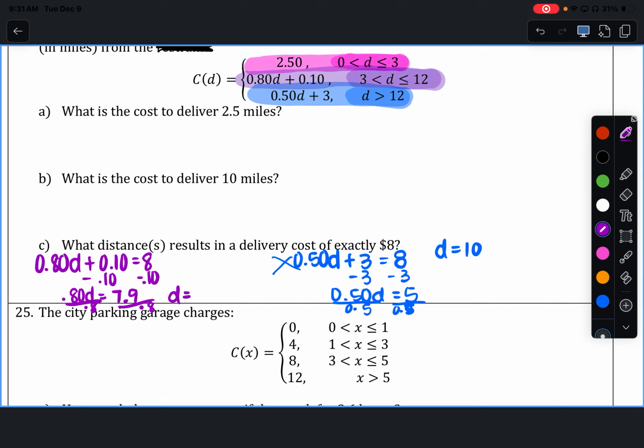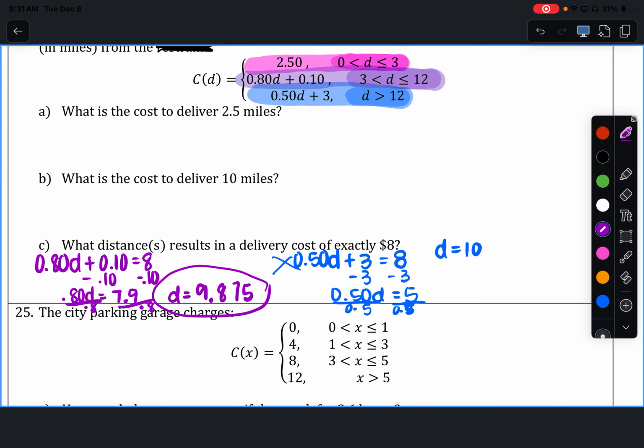Or let's just do 8 minus 0.1, 7.9 divided by 0.8. Yeah, it is 9.875. Okay, so what distance results in a delivery cost of exactly $8? 9.875. That's all it wants us to do.